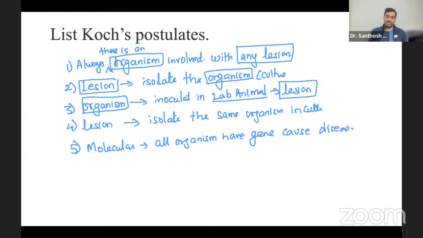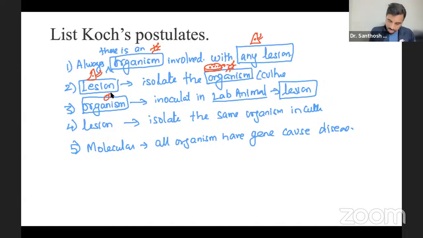Very simple. So an organism, some bacteria, is causing some lesion, let's say a lung lesion. From that lung lesion, you put it on a culture plate and grow it. The bacteria is isolated, so your organism is isolated.